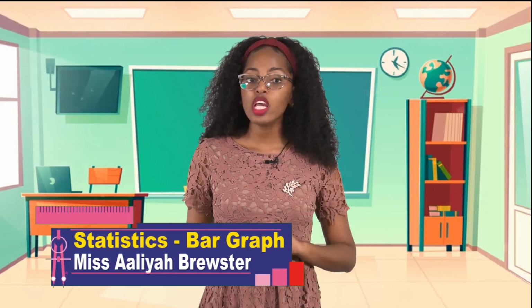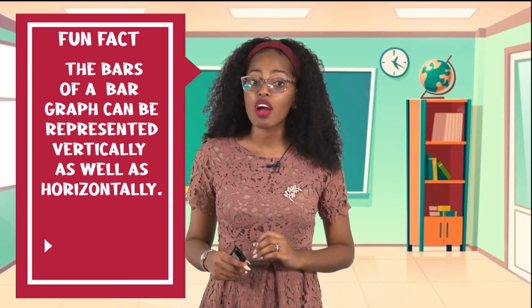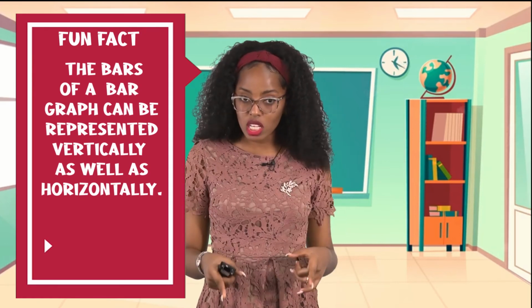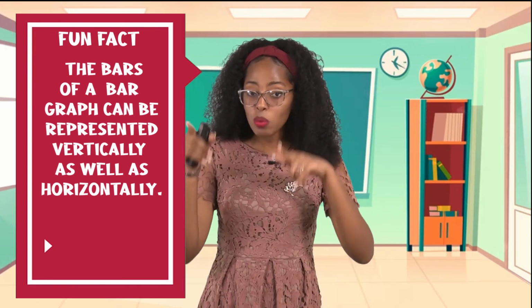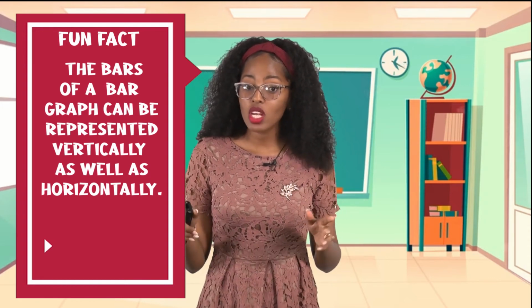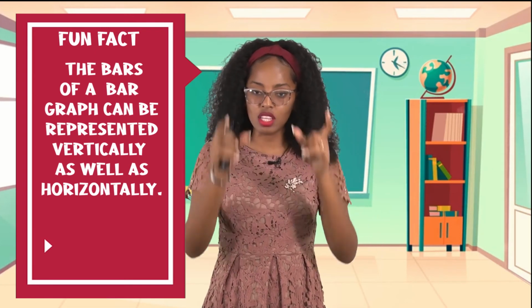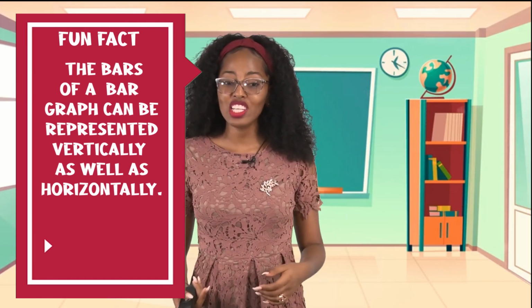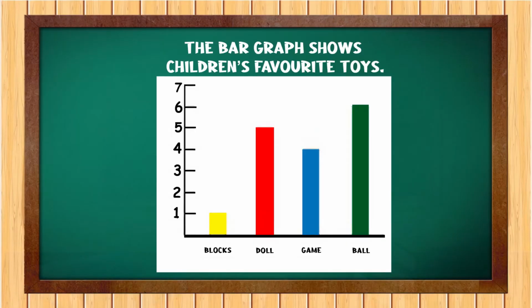Now, let me tell you a fun fact. Did you know that the bars of a bar graph can be represented vertically as well as horizontally? That's right. We constructed a vertical bar graph, but bar graphs can also come in the form of horizontal, where the bars are this way and not this way. Quite interesting. You can research that. Now let's do another activity. We're tasked with observing a bar graph and answering some questions.